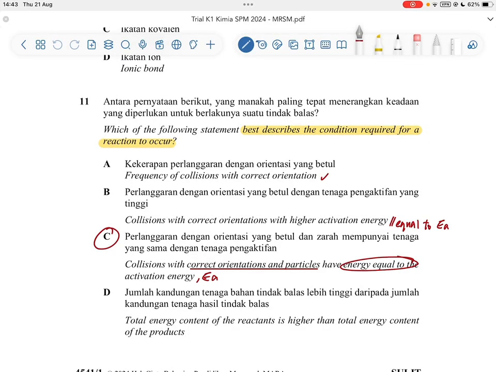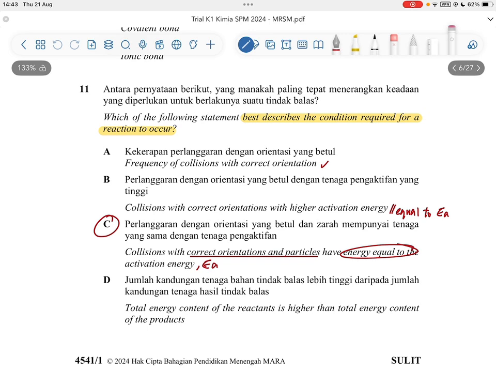Let's continue with question 11. This question is asking what statement best describes the condition required for a reaction to occur. In these particular questions, we need to find the best statement. So the answer would be C, which is the collision with correct orientation and particles have energy equal to the activation energy.